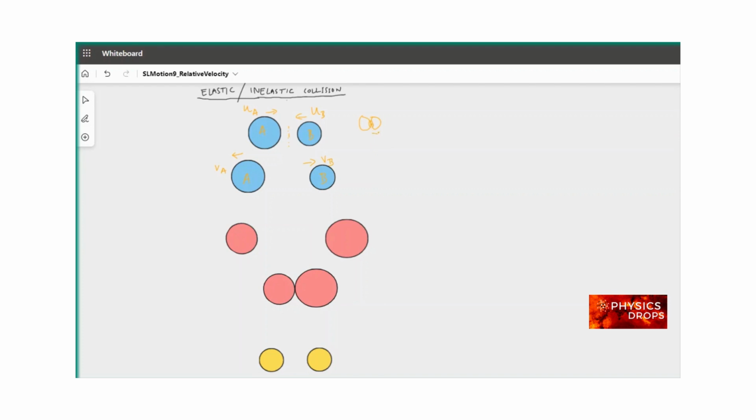This pushes this away and this pushes the other one away, and then there is no loss of energy, which we'll see a bit later. So basically it's a perfectly elastic bounce back by both the balls. Then in that case, let's see what will be the relative velocity of A with respect to B before and after the collision.